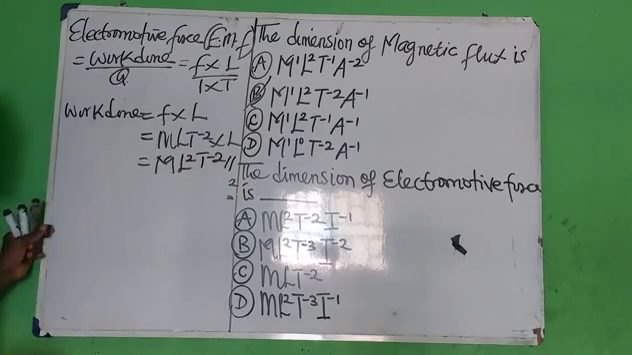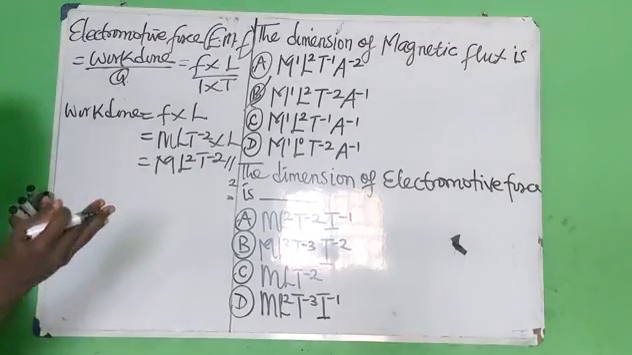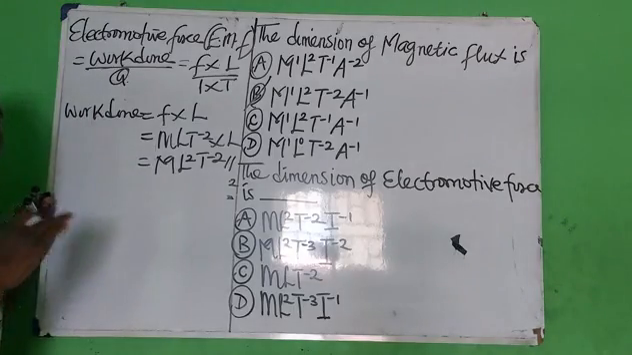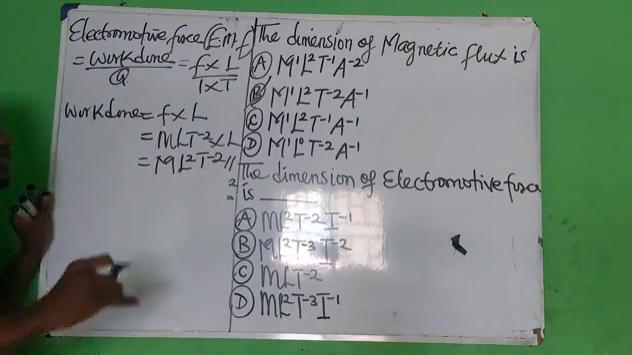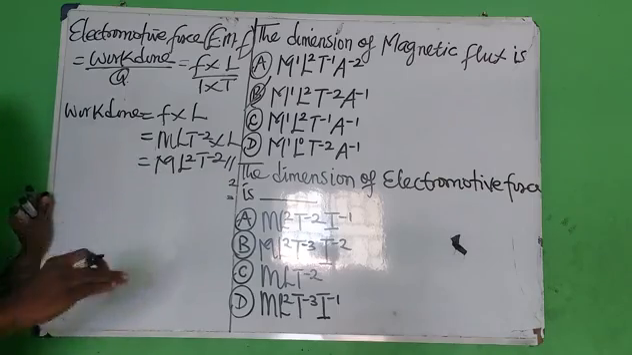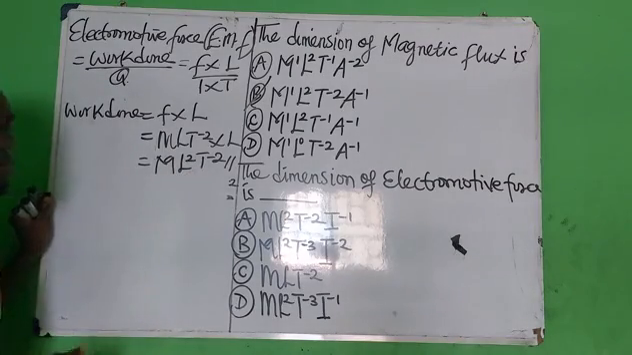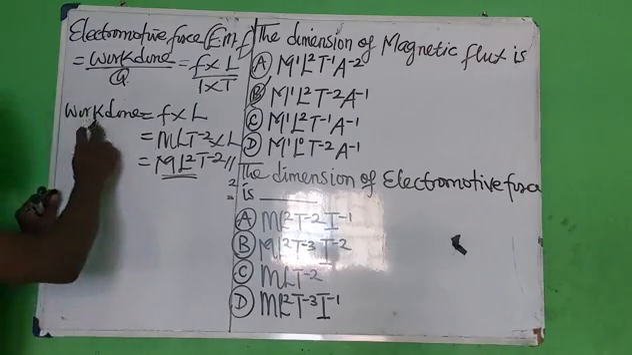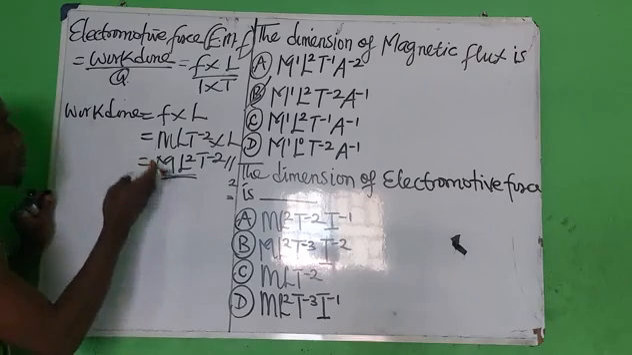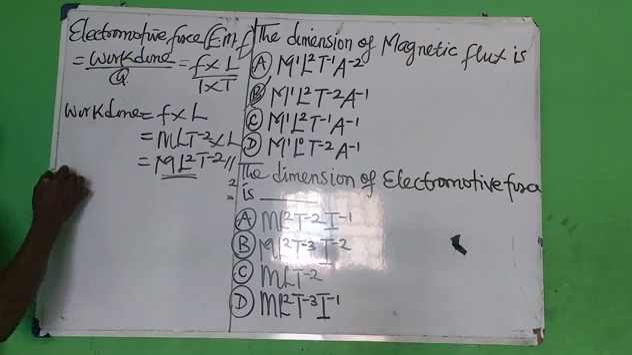I told us in our previous class that work done, moment, torque, Boyle's law all have the same dimension. I take it again. Work done, Boyle's law, moment, torque, they all have the same dimension as ML squared T minus 2. This becomes the dimension of work done.